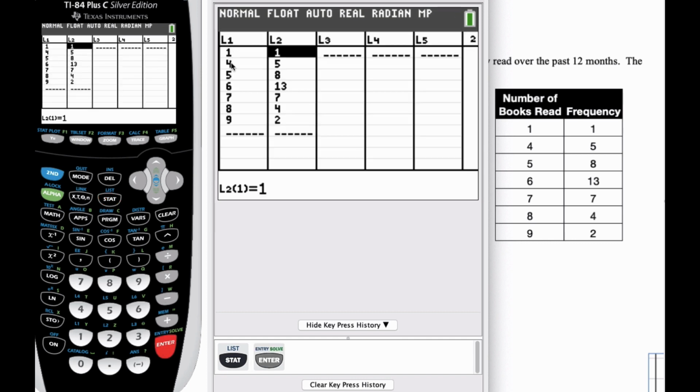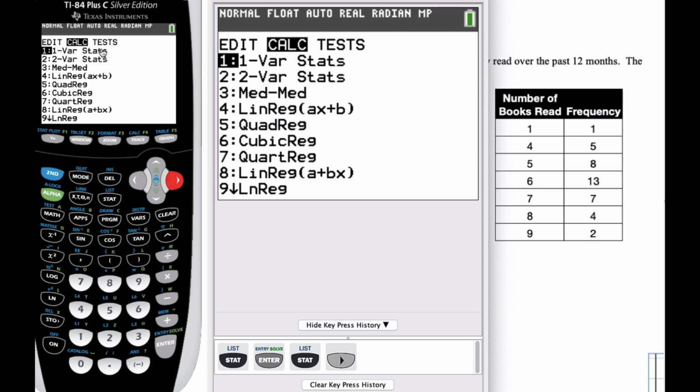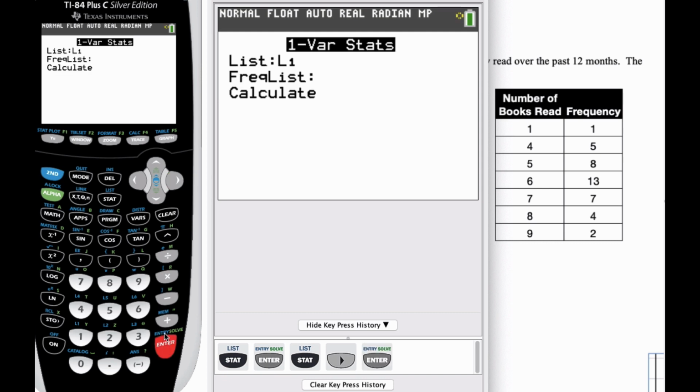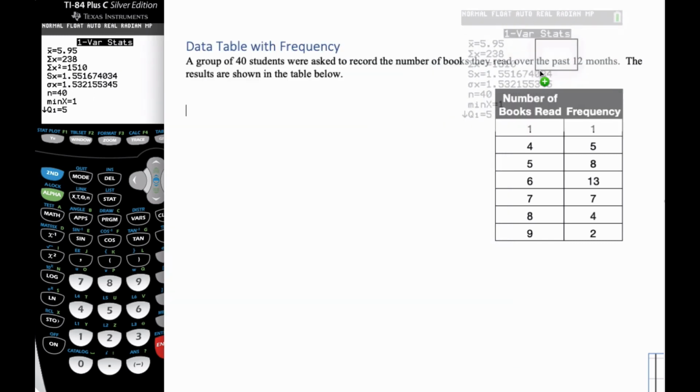And you'll see that I've already put in list 1 the number of books read, and in list 2, I put the frequencies here. Okay, and so now what I'm going to do is go to Stat, calculate one variable statistics, because it's only books read. Enter. My list is L1. My frequency list, though, is this one. I put it into L2, so I'm going to go second L2. So you have to be aware, are there frequencies or does everyone count as 1? And I hit calculate, and here are my final results. I have a mean of 5.95.